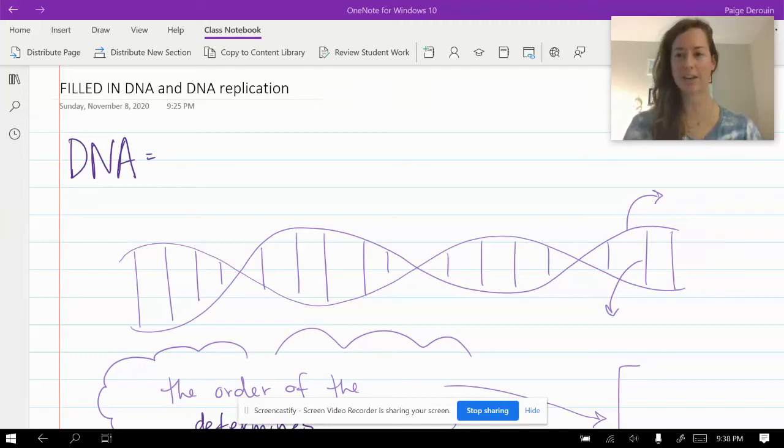Hi guys, today we're starting a new unit which is all about DNA and how it works. So we're just going to get right to it. This page is in your OneNote. It's under a new unit called Unit 4.